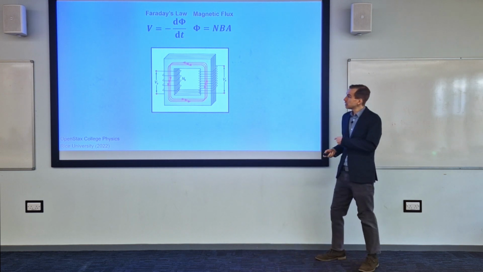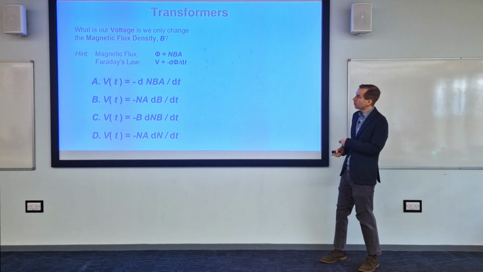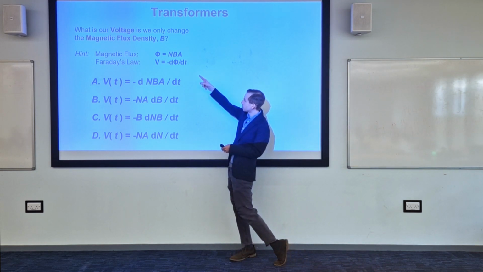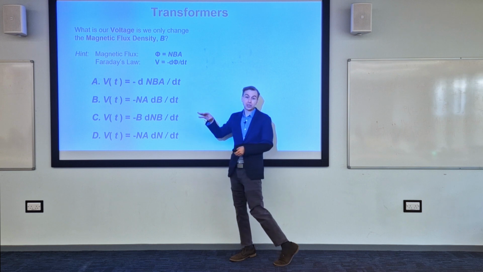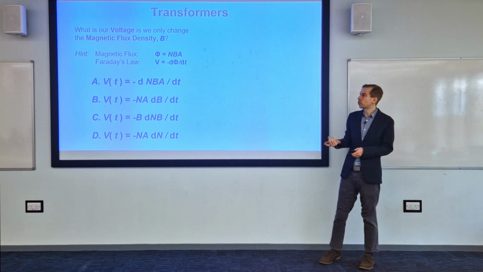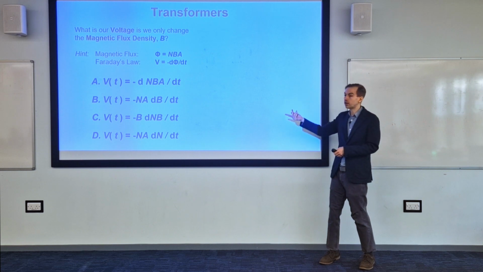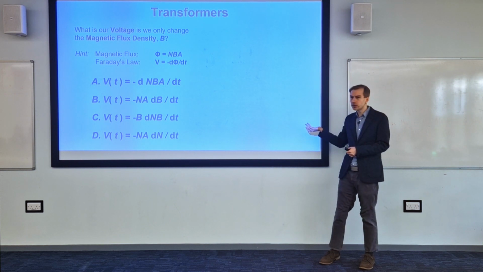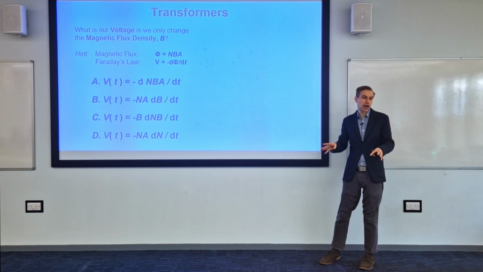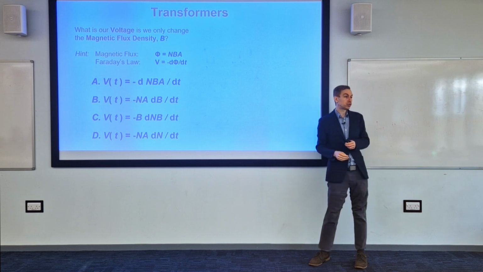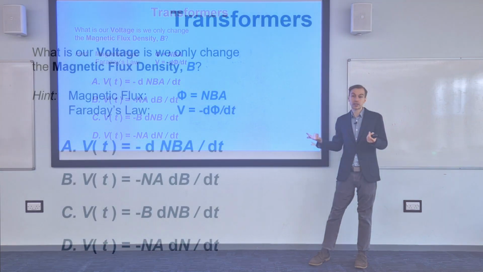So let's think about this question over here. We know what the magnetic flux is, and we know how that's related to the voltage. But the only thing we're changing in the transformer is the magnetic flux density. So B is the only thing we're changing. We're not changing A. A is just fixed. What's going to be our voltage versus time in the transformer?